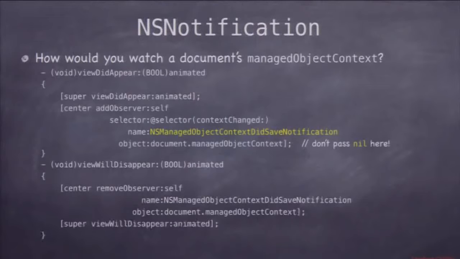Okay? We could use NSNotification. Here's an example of having a controller, when it comes on screen, start listening to the managed object context of a different document. Not the document it has open, but some other instance of a UIManagedDocument. And it's looking for the radio station NSManagedObjectContextDidSaveNotification. So whenever that other document autosaves, it's going to get an NSNotification saying, oh, it changed. And I'm going to call this method contextChanged or whatever.